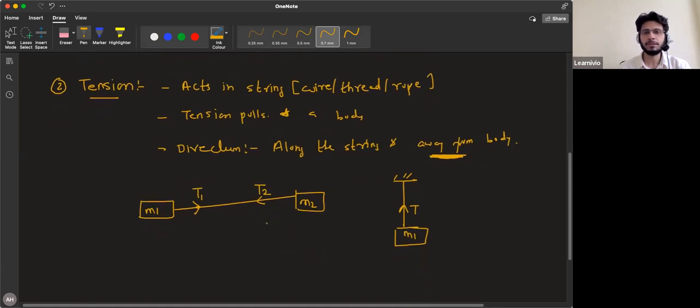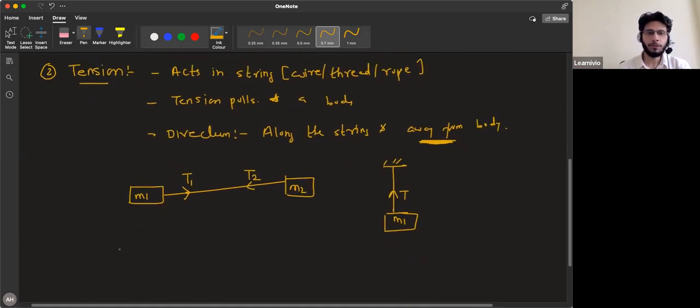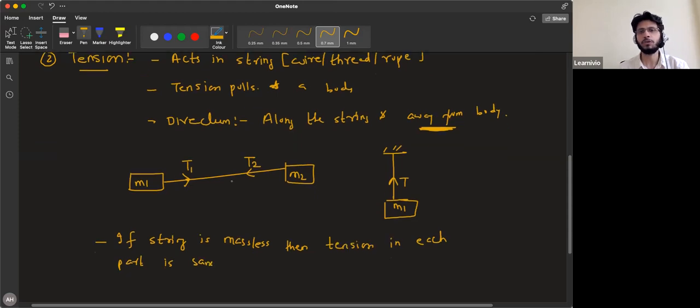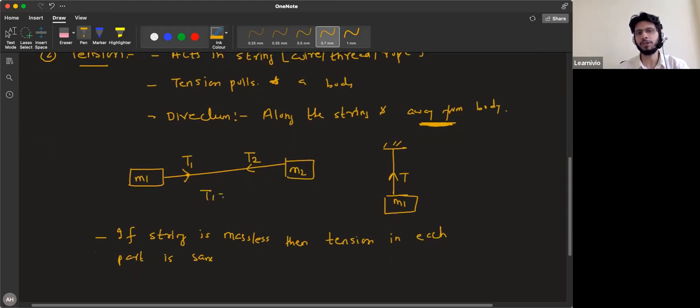Next thing is, if the string is massless, then tension in each part is the same. If your string is massless, then in each part of the string the tension will be the same. So if I say this is a massless string, then T1 will be equal to T2.